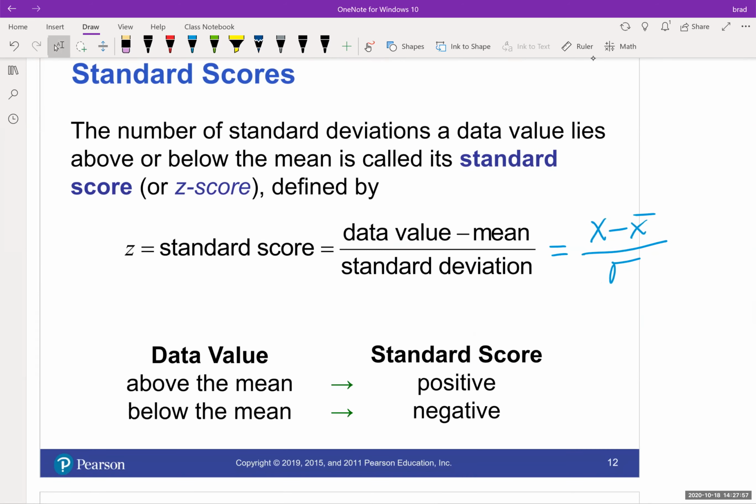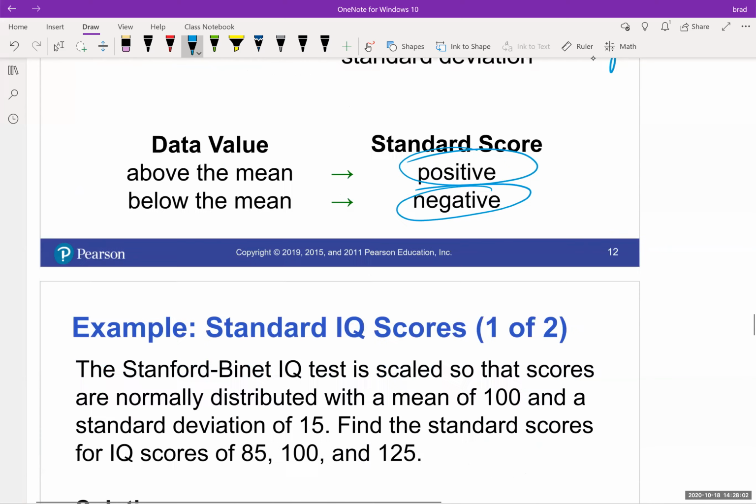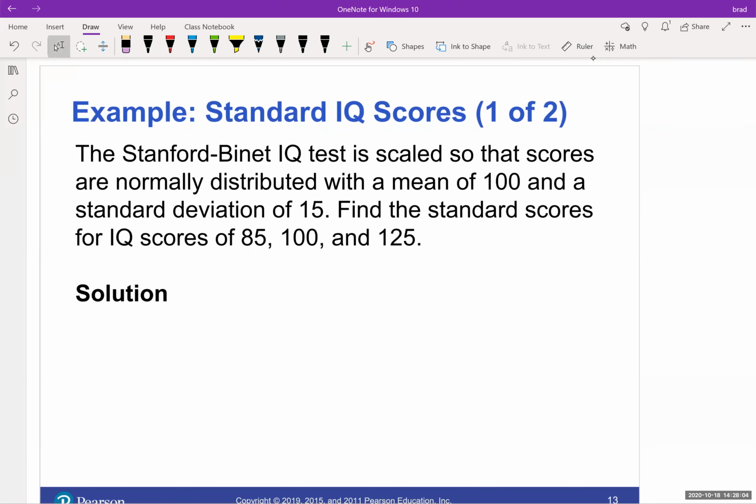If you're above the mean, you have a positive z-score. And if you're below the mean, you have a negative z-score. Okay. I have a few examples that we're going to do on a separate thing after this, but let's just do a few of these from your book.